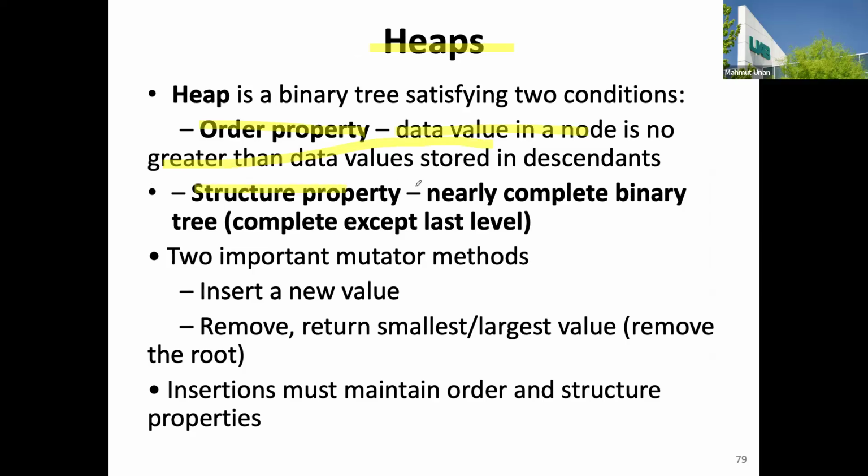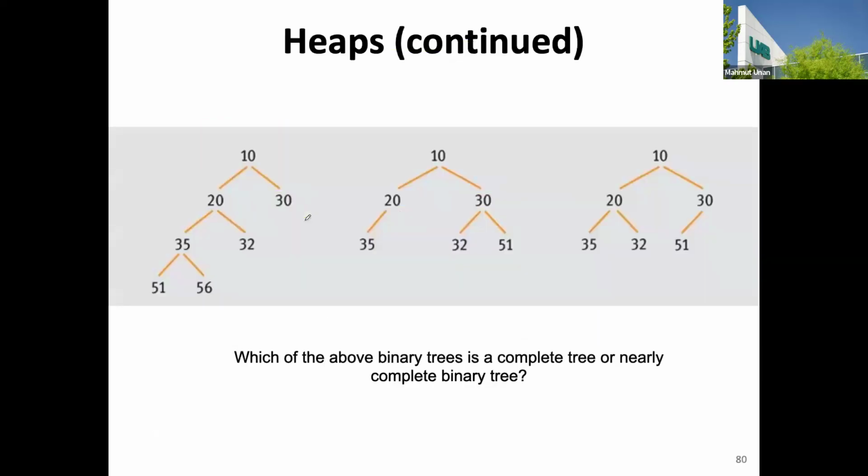Second, the structure property: it's going to be a nearly complete binary tree. That means every level is going to be full except the last level. The last level goes from left to right. And then we decide which one is going to be a heap here, only the last one.